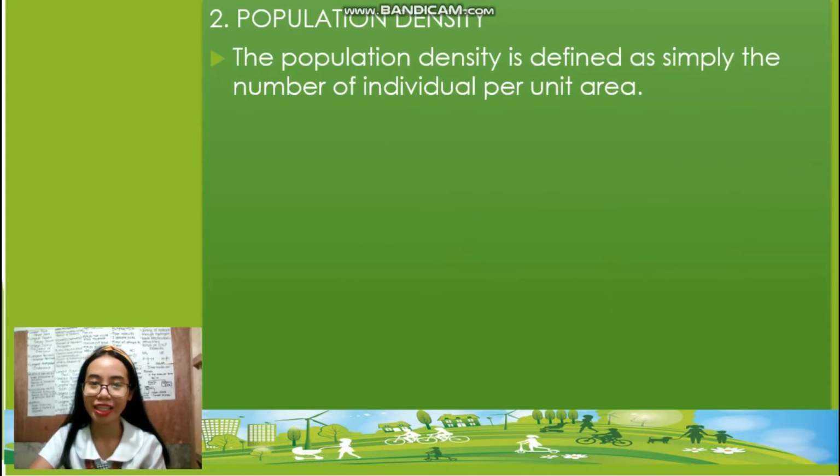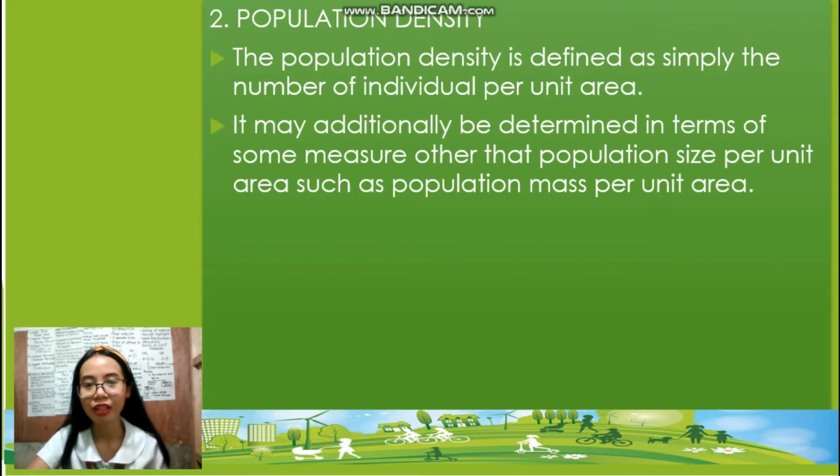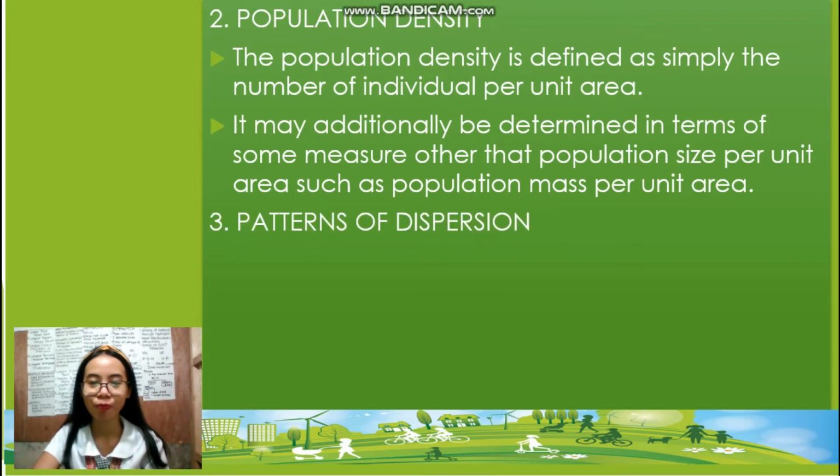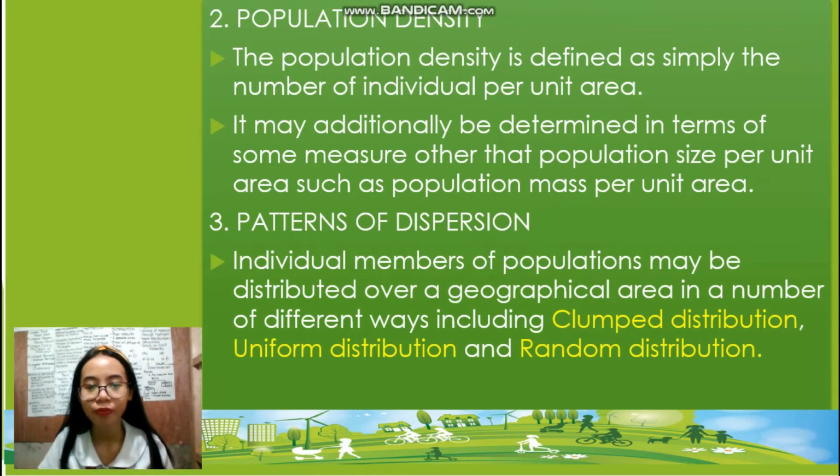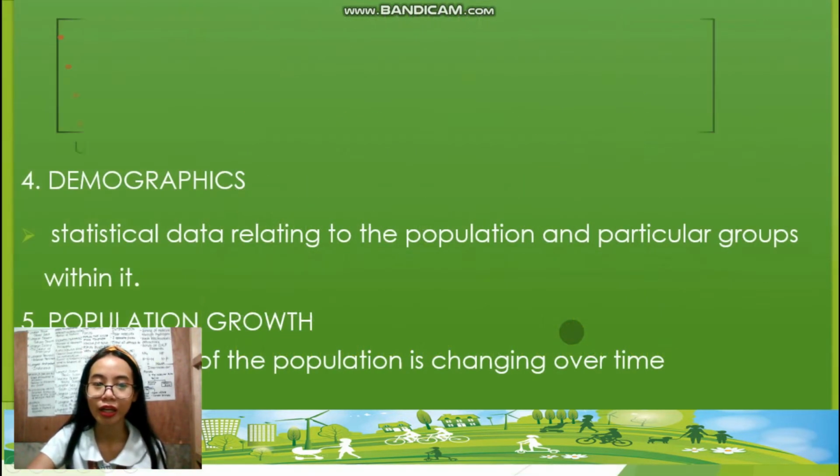So, population density. Population density is defined simply as the number of individuals per unit area. It may additionally be determined in terms of some measure other than population size per unit area, such as population mass per unit area. Next, patterns of dispersion. Individual members of populations may be distributed over a geographical range in a number of different ways, including clump distribution, uniform distribution, and random distribution. We will discuss this through the illustration.